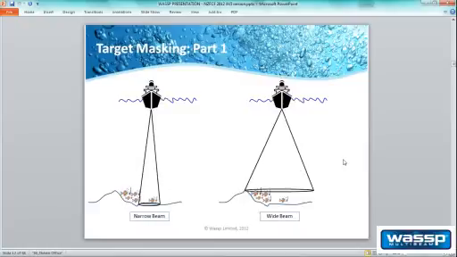And to understand this we need to look at target masking. So in my crude representation here, on the left hand side we've got a vessel and it's got a narrow beam, a single traditional narrow beam. And you can see here we've got some fish characters down the bottom, and in this instance we're only seeing one fish in our beam. Now on a traditional sounder what we would get is that we would see this depth and we would see that single fish.